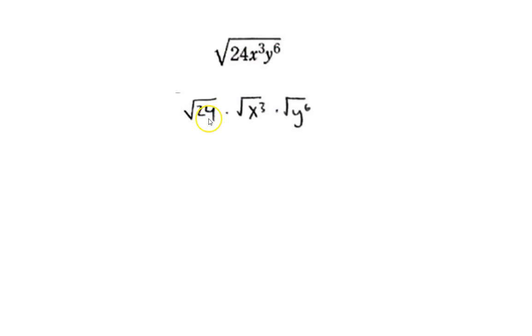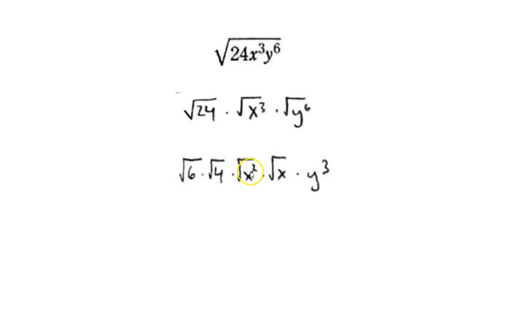So I have the square root of 24, square root of x to the third, and square root of y to the sixth. I can break that down because I know the square root of y to the sixth is going to be y to the third. So that's where this y to the third comes from. And then the square root of x to the third is not a perfect square. I'm not going to have an integer exponent, which is not ideal. So I'm going to break x to the third down into x squared times x.